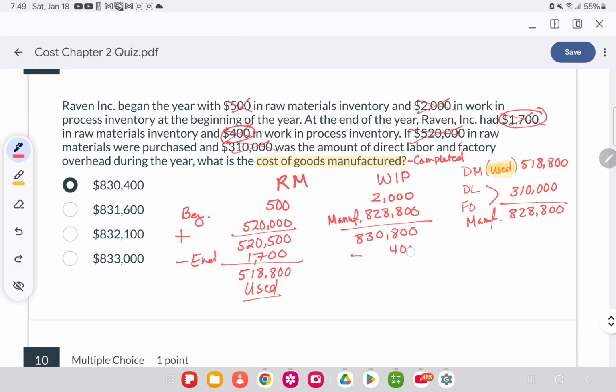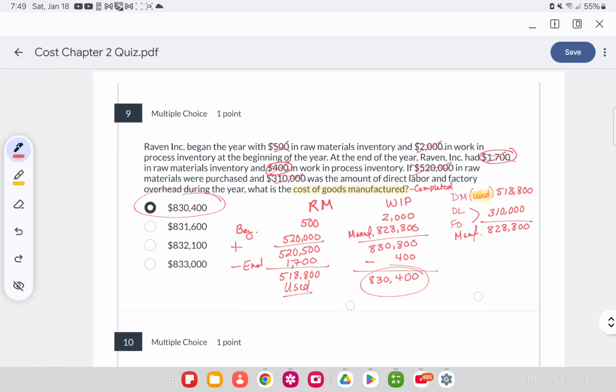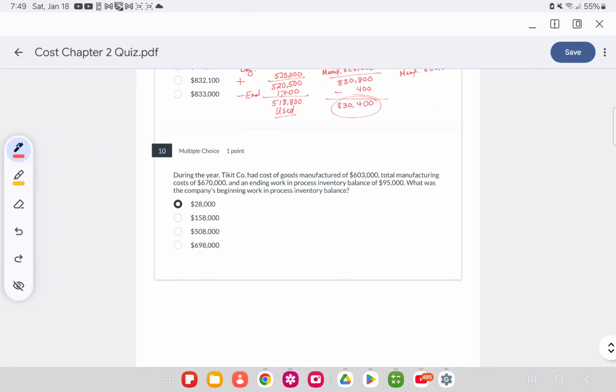So that means that during the period, we must have manufactured 830,400. And that's our cost of goods manufactured. So as you can see, sometimes you have to go into one of the other formulas to kind of work your way backwards. And that is most likely what you're going to end up seeing on your exam.